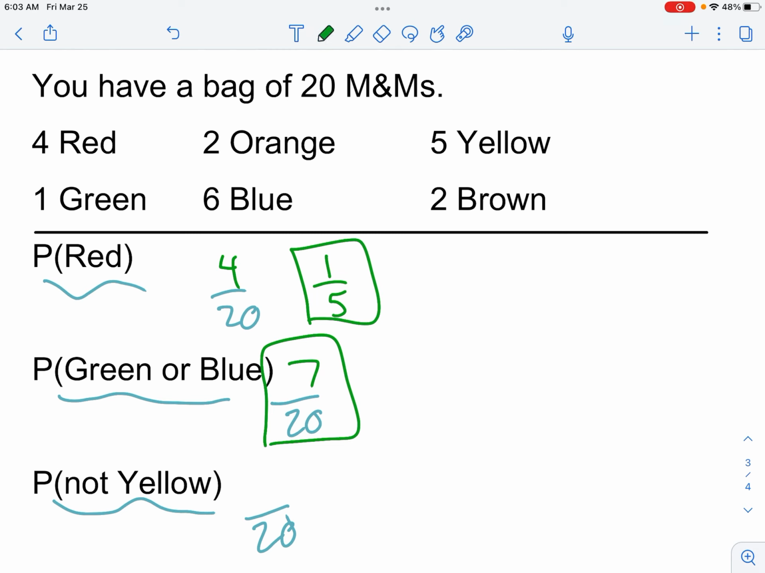And then my last one says not yellow. So I'm looking for any color that isn't yellow. So I don't want yellow, so I'd have 4, 2, 1, 6, and 2, which gives me 15. So 15 out of 20 reduces to 3 out of 4 because you can divide by 5.